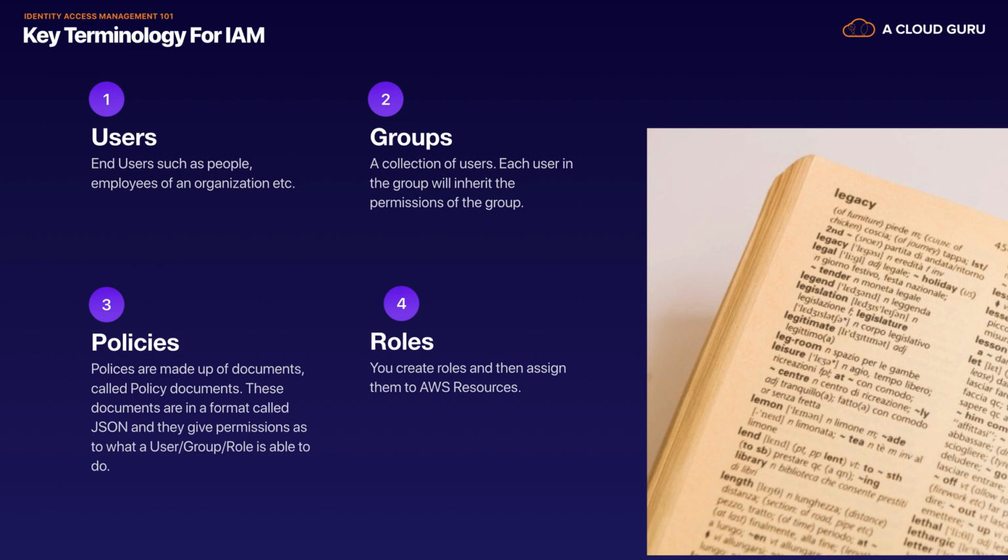We then have policies. Policies are made up of these things called policy documents, and these documents are formatted in JSON, JavaScript Object Notation, and I'll show you what that looks like later on. And it basically gives you permissions as to what a user, group, or role is able to do. So policies are your permissions. And then roles: you create a role and you assign it to an AWS resource. A role is a way of allowing one part of AWS to do something with another part. So you might give a virtual machine inside AWS the ability to write files to S3, which is a type of storage within AWS. We're going to have a look at that in the EC2 section of the course, so that is coming up.